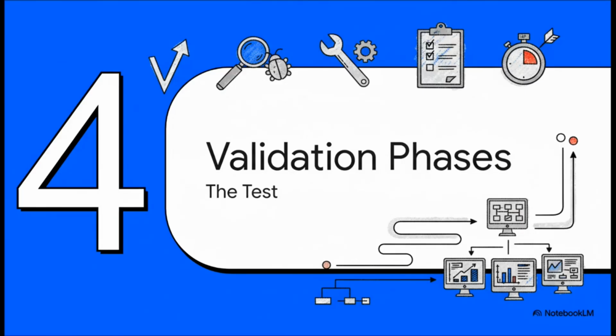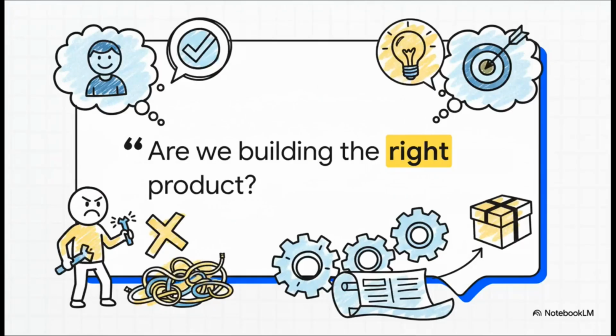Okay, so let's hop over to the other side of the V and see how all this meticulous planning pays off. The code has been written, and now it's time for the validation phases. It's testing time. And the question here is different, but just as crucial. Are we building the right product? See, this isn't just about whether the code works correctly. It's about whether the final product actually meets the user's needs and solves the problem it was supposed to solve.